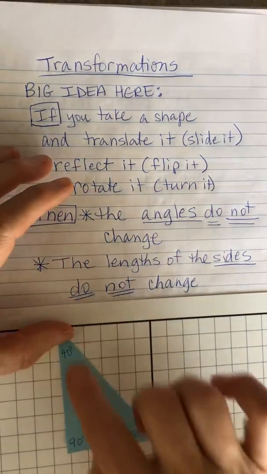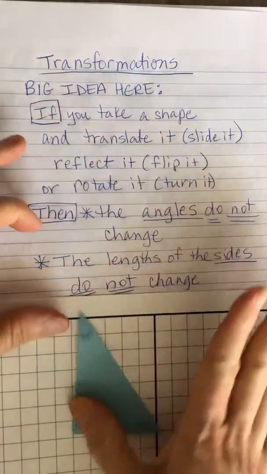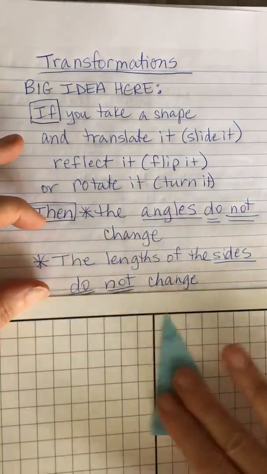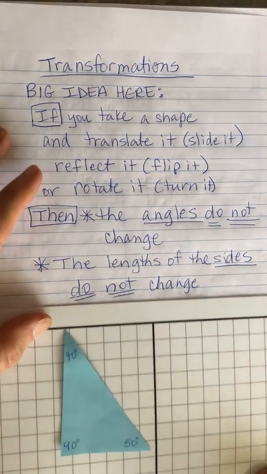Also, the lengths of the sides do not change. Well, yeah, if the angles aren't going to change, the lengths of the sides aren't going to change. All I'm doing is just moving it around. I'm just moving it. I pick it up and I move it. It doesn't make it a different size shape.